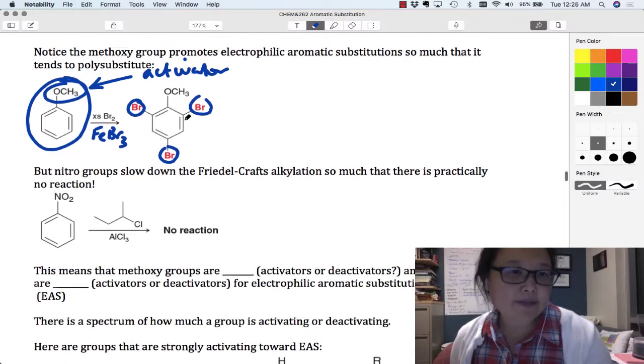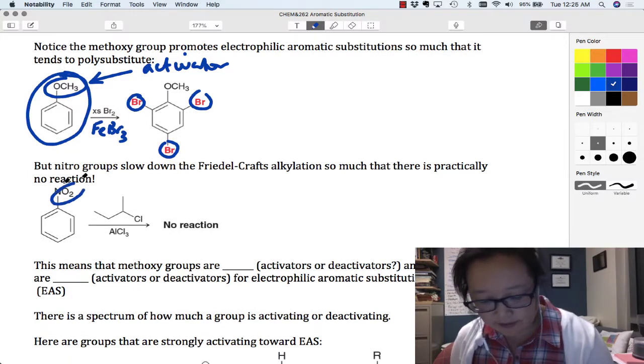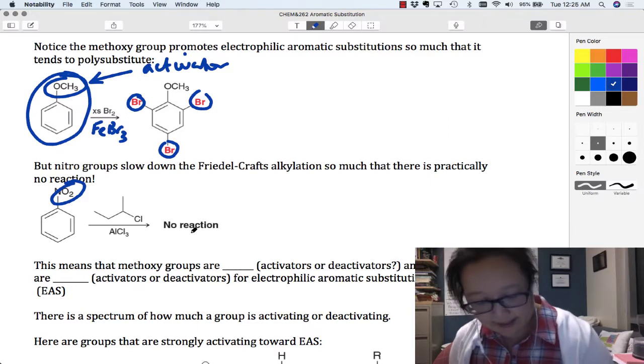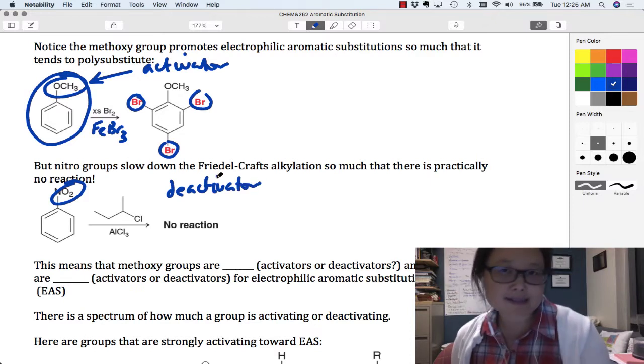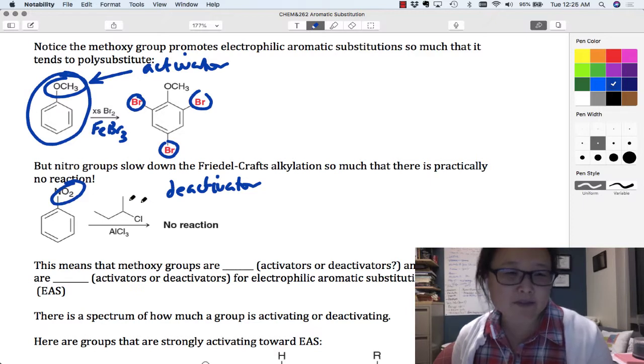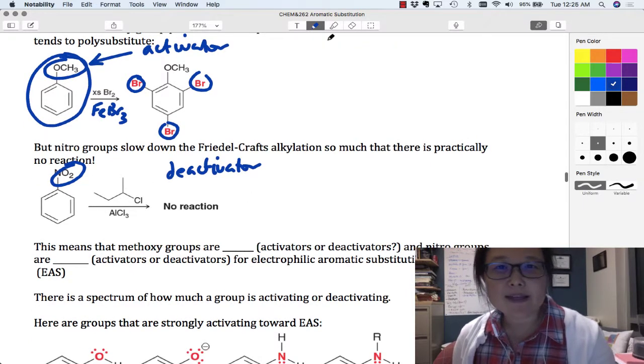On the other hand, if we see a group on there like this nitro group, and it results in no reaction, then that's the opposite of an activator. It's called a deactivator. It means the ring is not really looking for substitution because of the effect of the nitro group on it. So, sort of a drag.